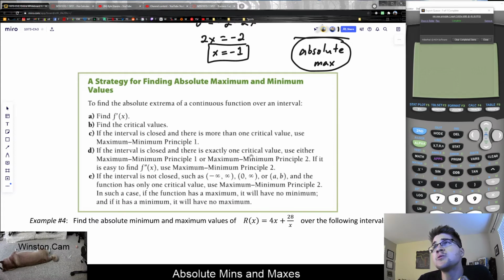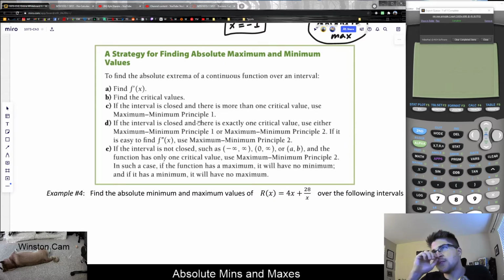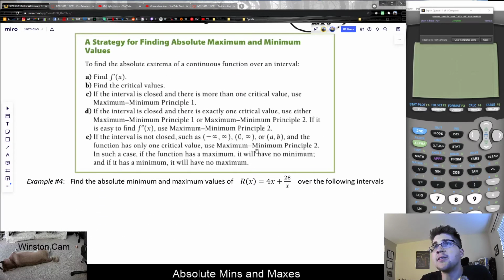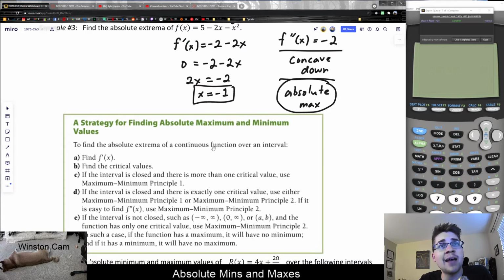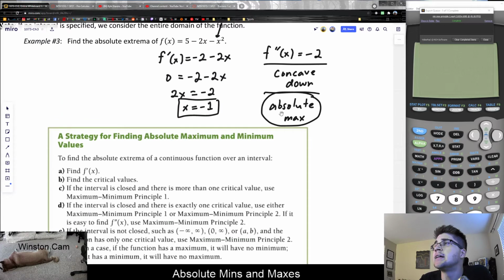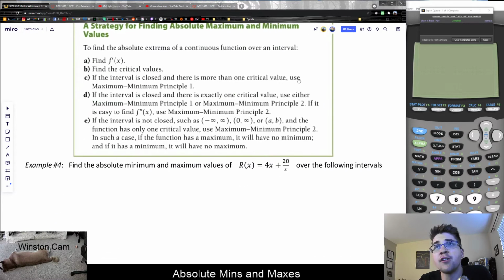C says if the interval is closed and there's more than one critical value, use principle 1. If there's exactly one, use principle 1 or 2. If it's easy to find the second derivative, principle 2 will be helpful. And the last thing, the new idea, is if the interval is not closed, such as the domain is all real numbers, like the example above, or something else, and the function only has one critical value, you could use principle number 2 as well, like here, where it only had one min and max, and we found that by just taking the second derivative and determining the concavity of the entire curve.